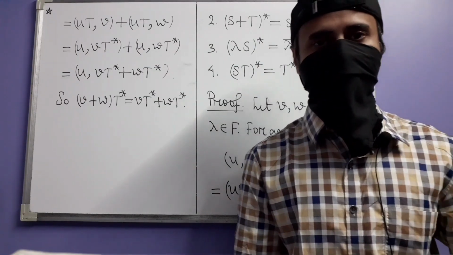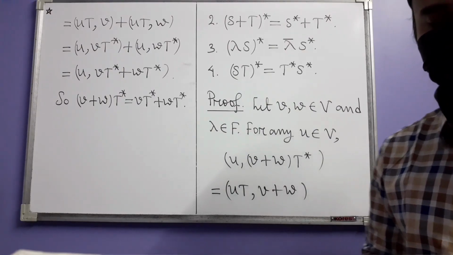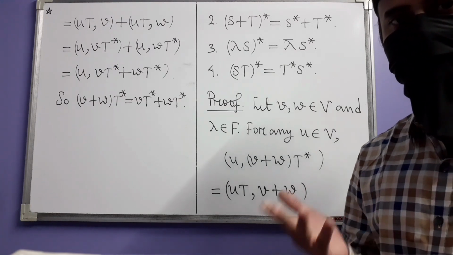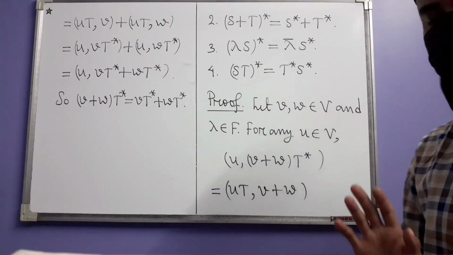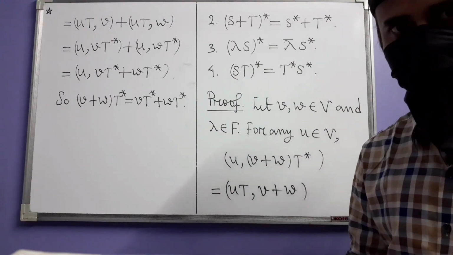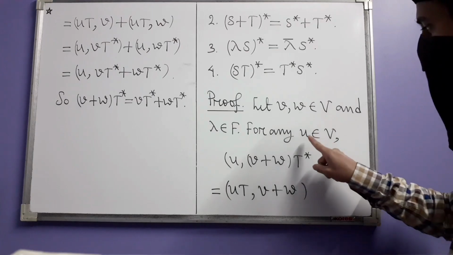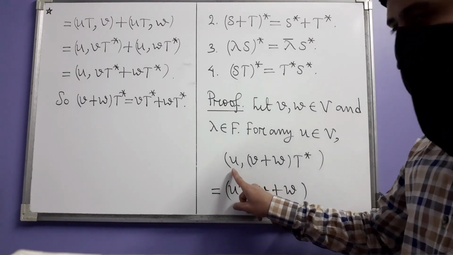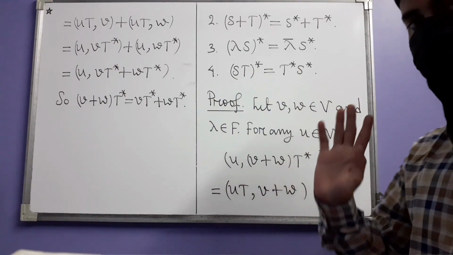In the proof, we are first of all going to show that T star is a linear operator if T is a linear operator. And for that, we will first show that T star respects vector addition. So let us take two vectors V and W in V. But of course, after that we also have to show that T star respects scalar multiplication. So here itself we also assume one scalar lambda. Now for any u belonging to V, let's consider this inner product where one vector is u and the other vector is the T star image of V plus W.